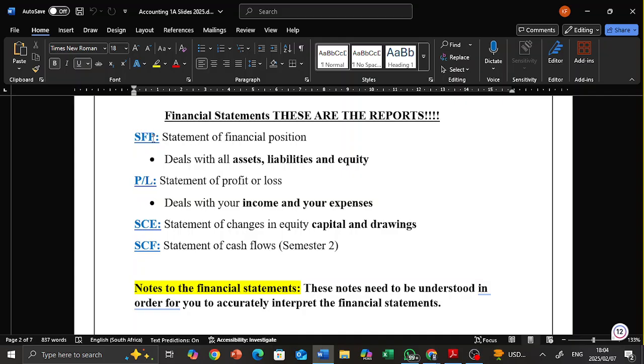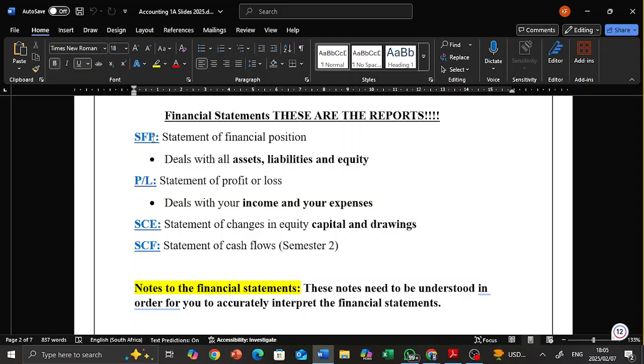Is the statement of profit or loss the income statement? That is correct, right? You used to call it the income statement in high school. But now that you are in first year at UJ, you will have to call it the statement of profit or loss. Okay.